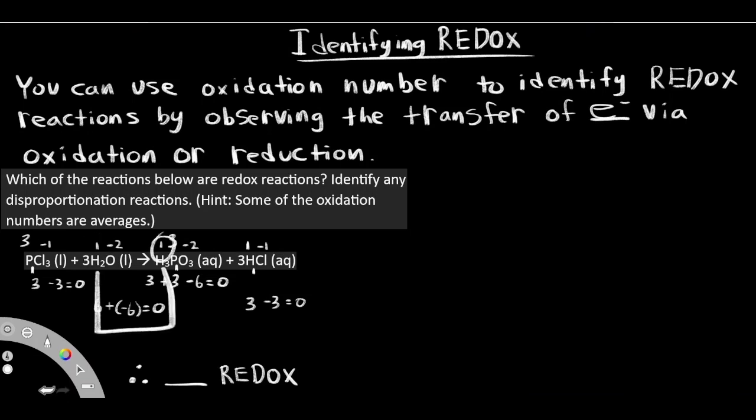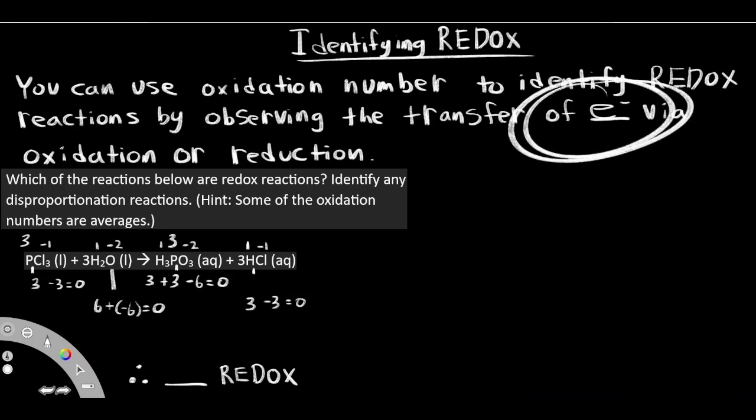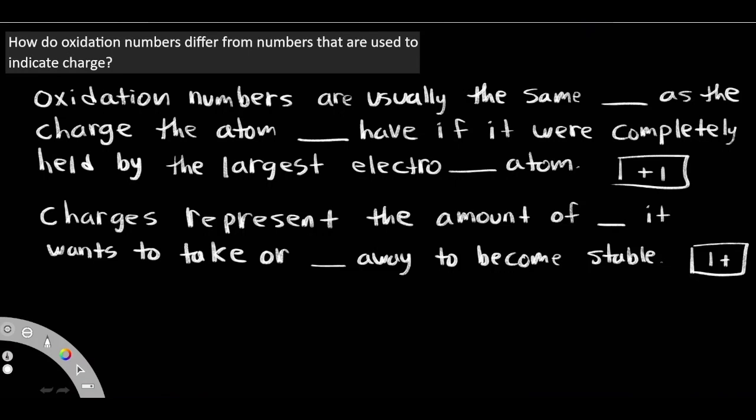Oxidation number of 1 to a 1, nothing's changed. Or this hydrogen to this hydrogen here, 1 to a 1, nothing's changed. How about this oxygen? -2 all the way to here, -2, nothing's changed. Therefore there is no transfer of any of these electrons, so there is no redox. Let's look at this question over here.